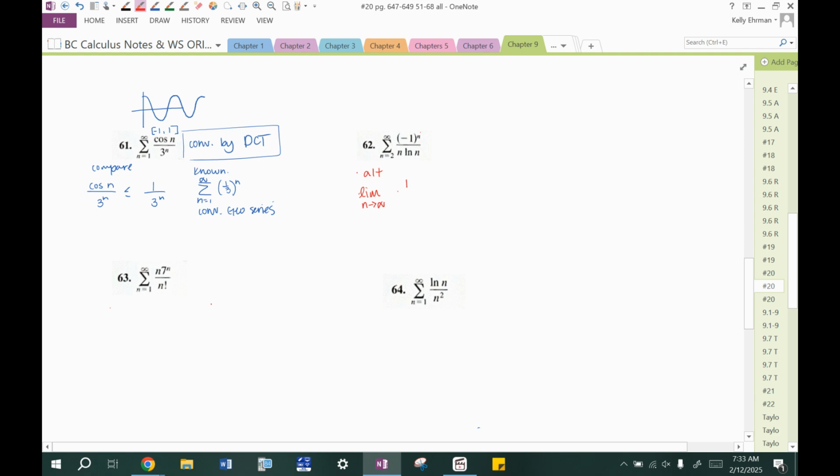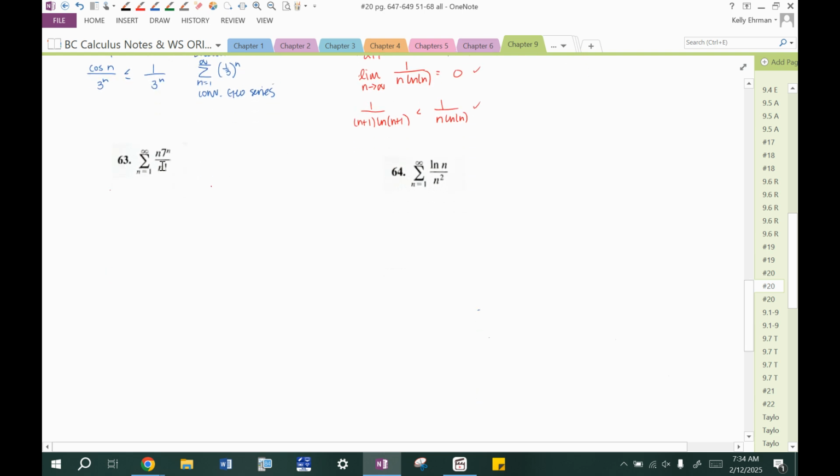What is the limit as n approaches infinity of 1 over n ln n? Definitely bottom heavy, so it's 0. And it's reasonable to say that 1 over n plus 1 ln n plus 1 is a smaller fraction than 1 over n ln n. You're going to get larger numbers in the first denominator, so a smaller fraction overall. So this passes the AST, which means it converges by alternating series test, not the ACT, the AST.